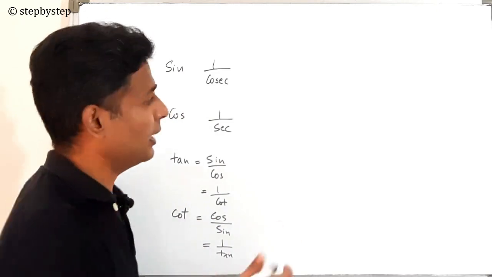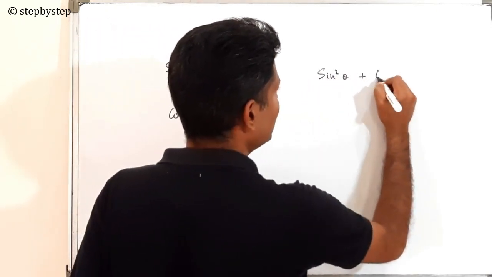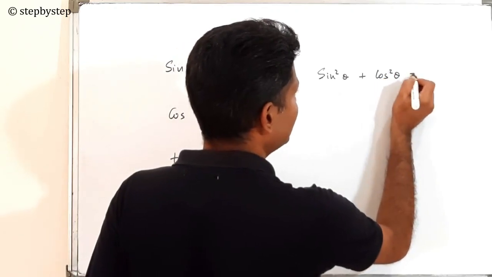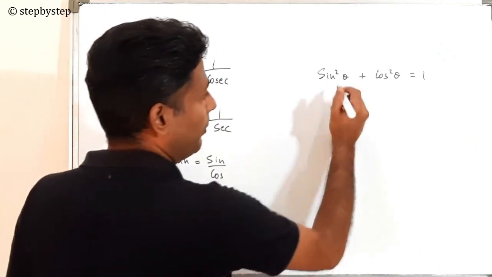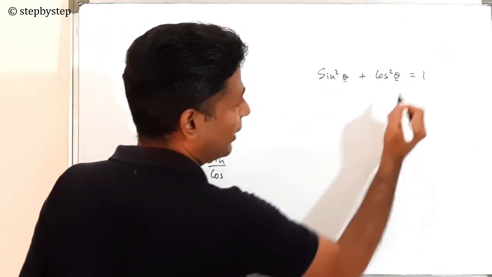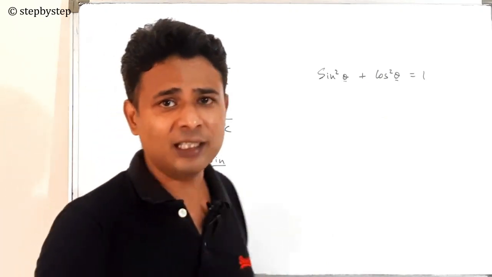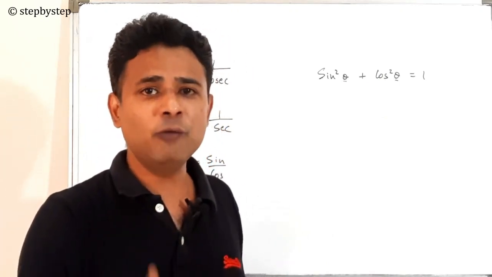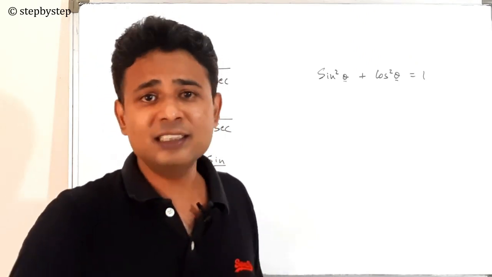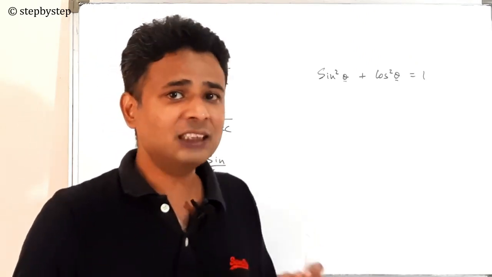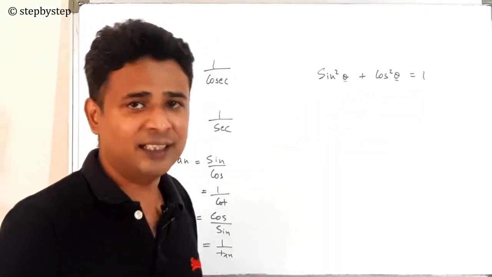There are three formulas that you need to remember. Sine square theta plus cos square theta is equal to 1. This is your first identity. Remember, for sine square theta and cos square theta, both angles should be the same. For example, sine square 30 plus cos square 30 will be 1. But if we have sine square 30 plus cos square 60, it is not equal to 1. Sine square and cos square should have the same angle. So this is your first identity.